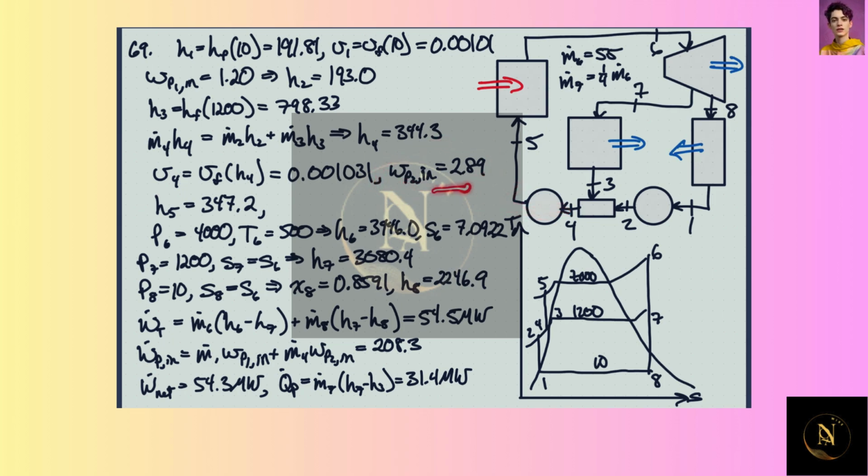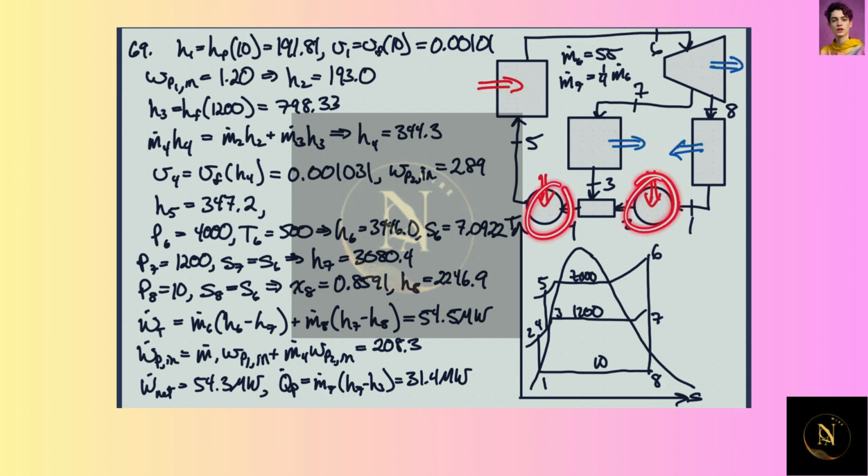And with this and the enthalpy at 4, we can figure out the enthalpy at 5 because it's just the sum of these two because of an energy balance around the pump. I should be more clear here. We're putting work into the pump also. So that's the energy flow: in, out, out, out.